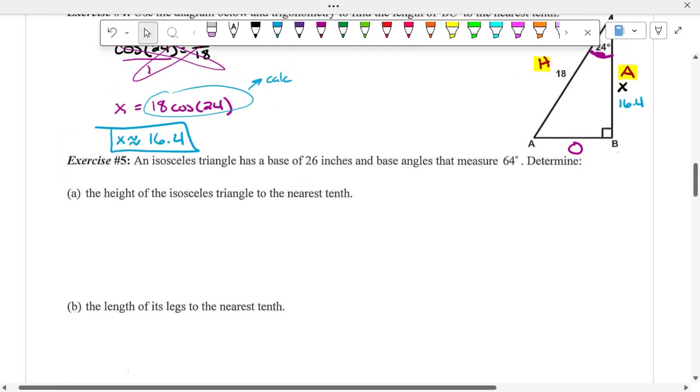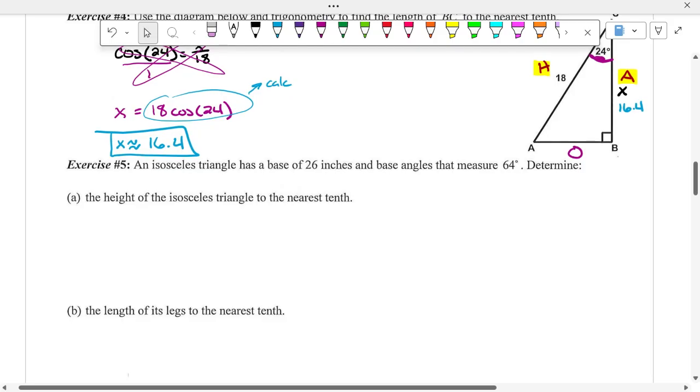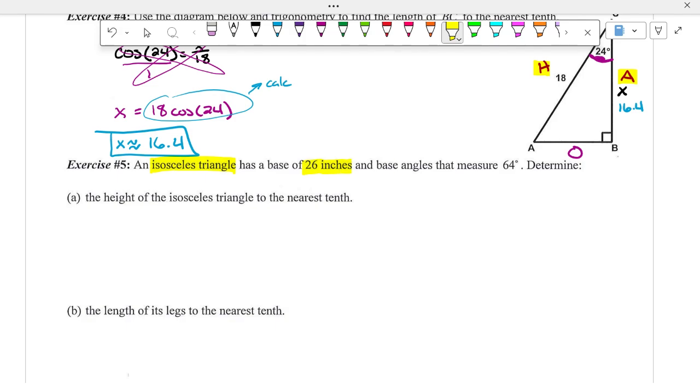All right, exercise 5 is a little bit different, so let's talk about it. We have an isosceles triangle, not a right triangle, that has a base of 26 inches and base angles that measure 64. So this one's a little funky, but let me show you. So we have an isosceles triangle. It's not right. So these sides are congruent. And they said the base is 26 inches. Remember, the base is the non-congruent side. So this is 26 inches.